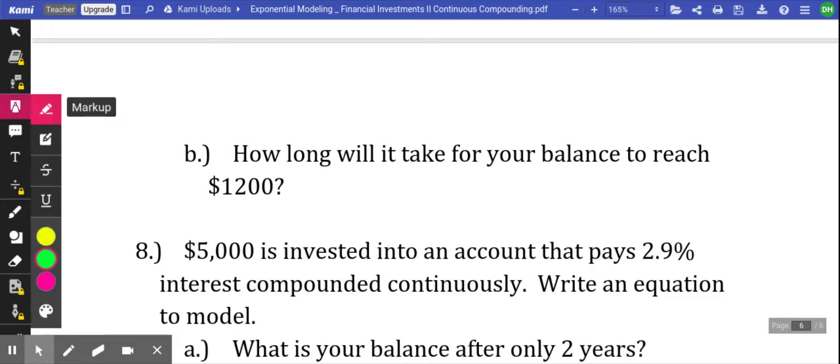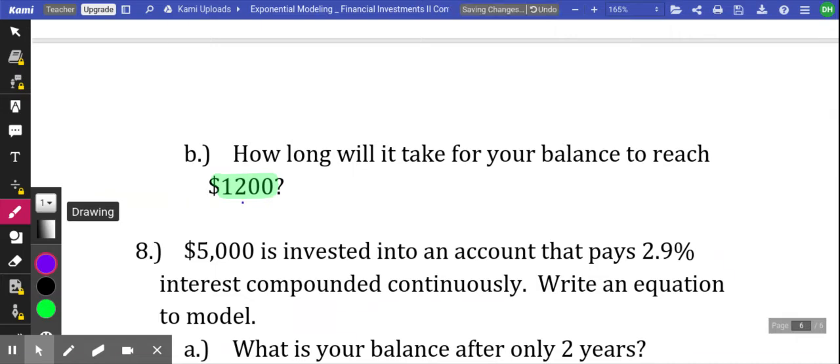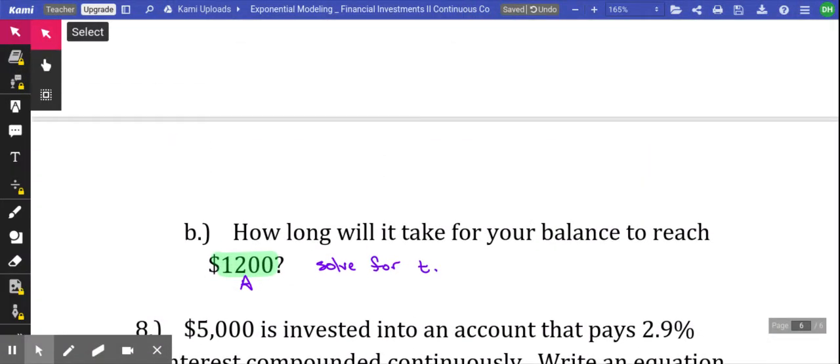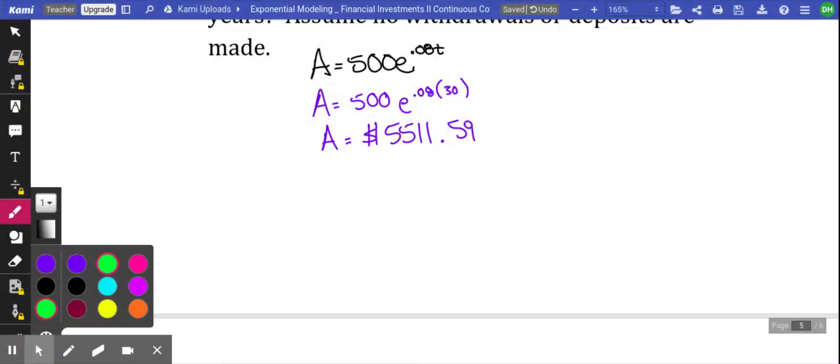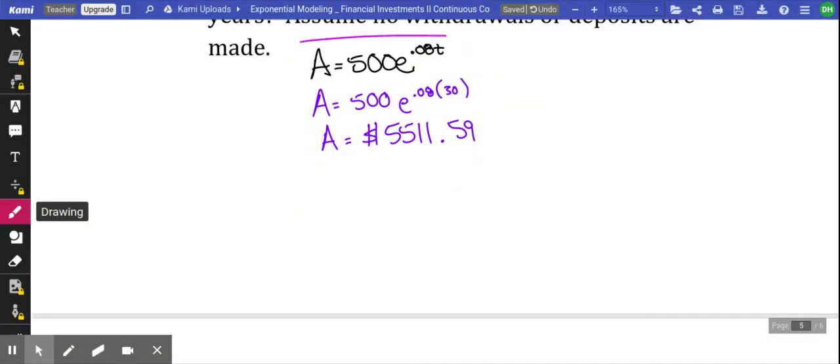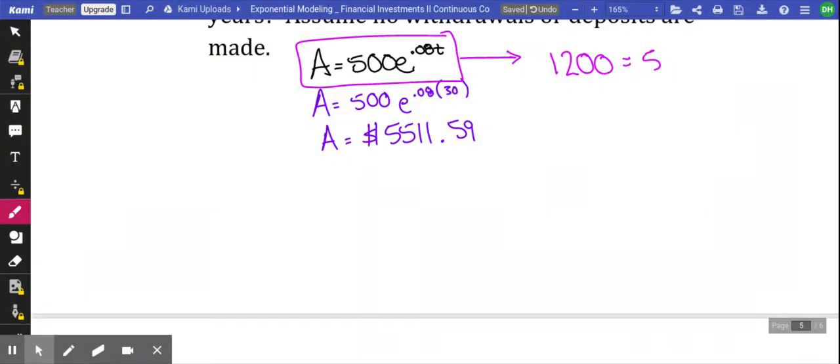How long did it take for your balance to reach 1,200? Now that 1,200, that's going to be your A value, and then we're going to try to solve for t. So we'll substitute the 1,200 for A. I'm going to guess it didn't take super, super long. How about you? What are you predicting? So let's take this formula here and substitute the 1,200. So it's a little bit more than double our initial investment.